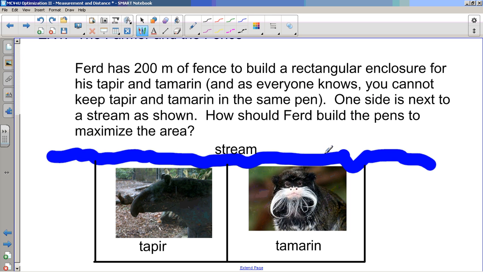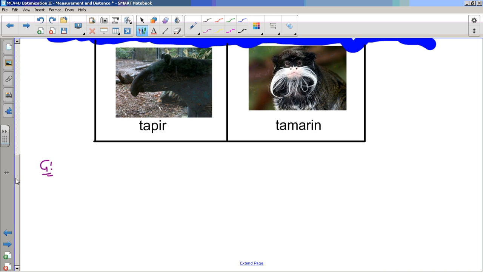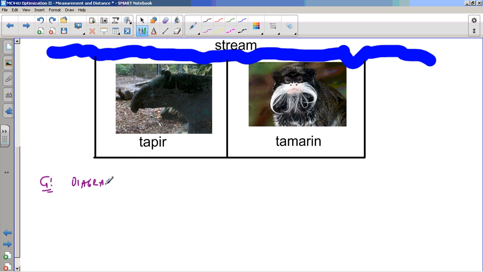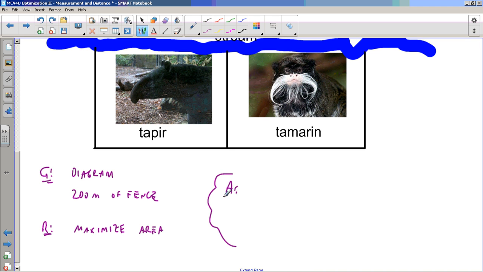And does it say the two pens are equal area? Well, we're going to assume that the two pens are equal area. So how do we set this up? Well, the first part, the given, is we try a diagram. This one's already drawn for us, but we're going to start labeling stuff here. We'll start thinking about this. What else are we given? We're given 200 meters of fence, right? Great. And what are we required to do? We're required to maximize the area, just like in the first one. All right, well, in our planning stages then, here's our analysis.